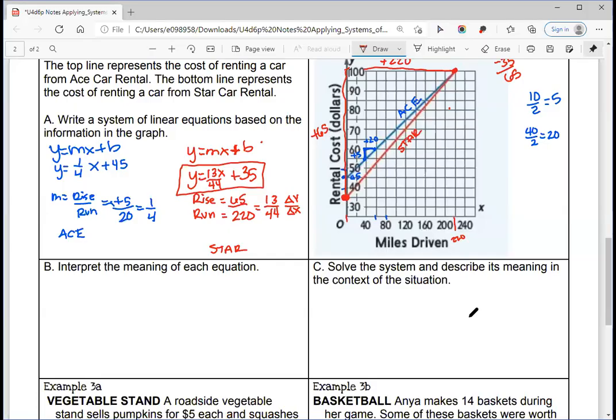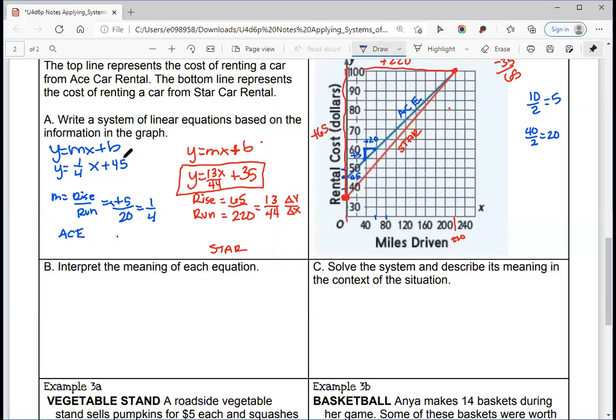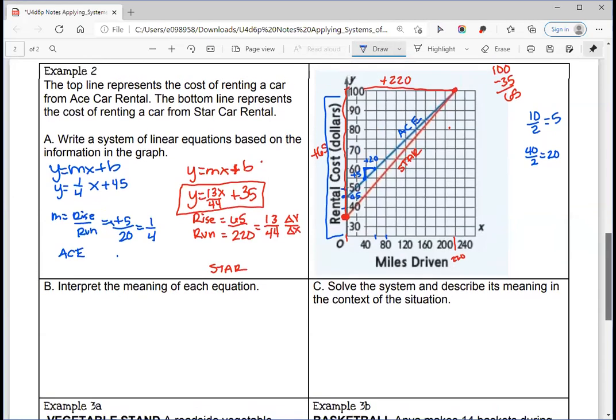So I really liked seeing your responses. I thought there was a lot of good things brought up. Let me show you with the blue one. I'm going to show you with ACE. That's the top one. With the top one, with ACE, we begin with 45, right? Well, 45 what? What's on the y-axis? Dollars. Because we're renting cars, and this is the cost of the rental. So this is your initial cost.